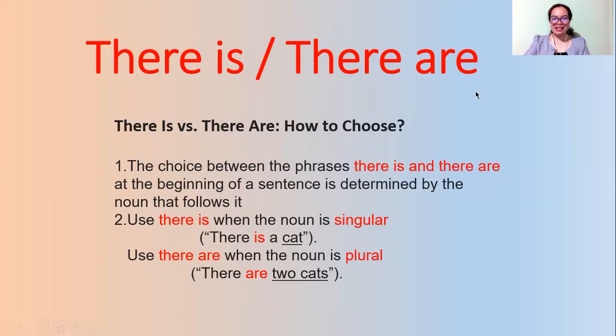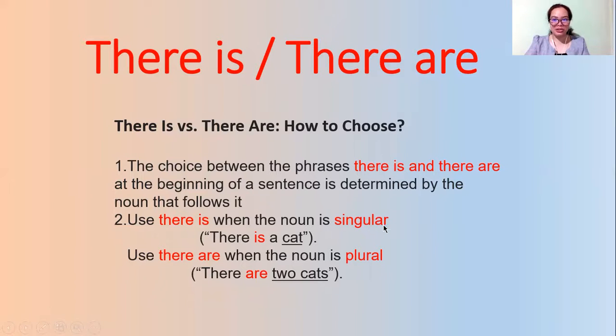So there is and there are. There is versus there are, how to choose. The choice between the phrases there is and there are at the beginning of the sentence is determined by the noun that follows it. So last time, we learned also what a noun is all about. So use there is when the noun is singular.